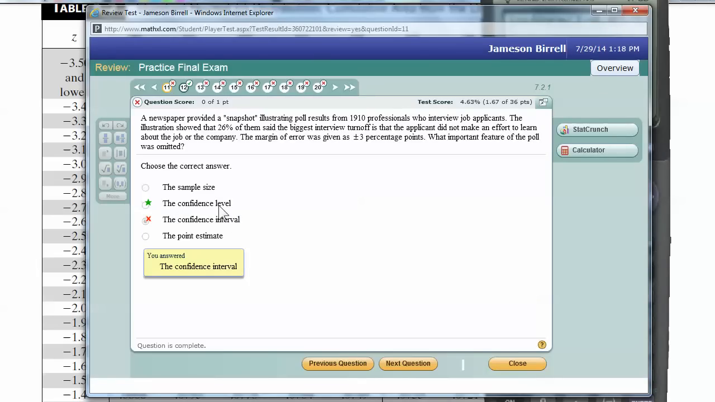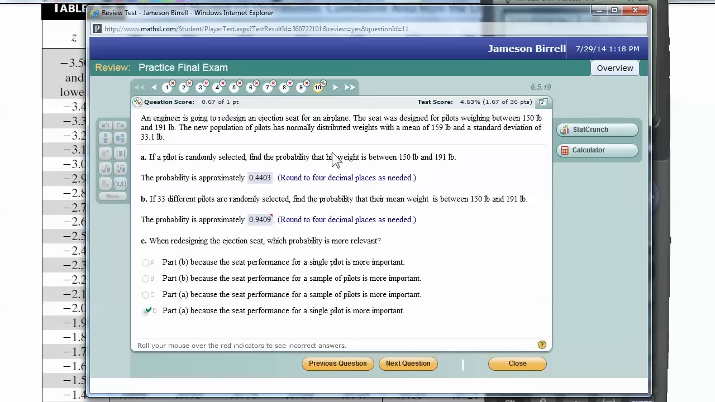The confidence level. Why is that the only feature? I mean, certainly that was omitted, but they omitted a whole lot else. I'll let you think about that. Good concept question. I think I also saw that we had something here wrong.